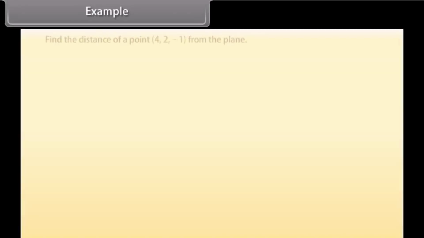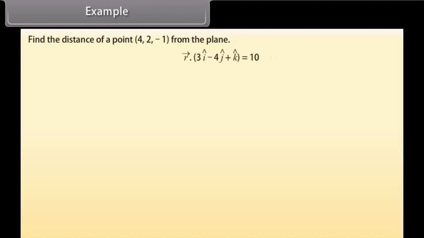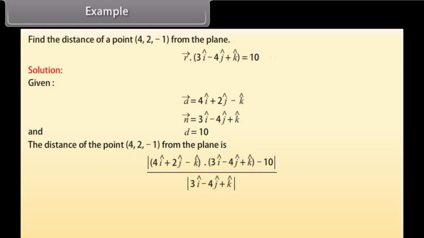Example. Find the distance of a point 4, 2, minus 1 from the plane. Solution. Given vector A equals 4 cap i plus 2 cap j minus cap k, vector n equals 3 cap i minus 4 cap j plus cap k, and d equals 10. The distance of the point 4, 2, minus 1 from the plane is equal to modulus of 12 minus 8 minus 1 minus 10 by modulus of square root of 9 plus 16 plus 1, equals 7 by square root of 26.